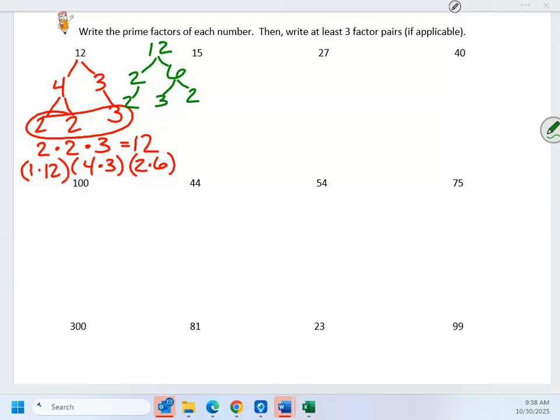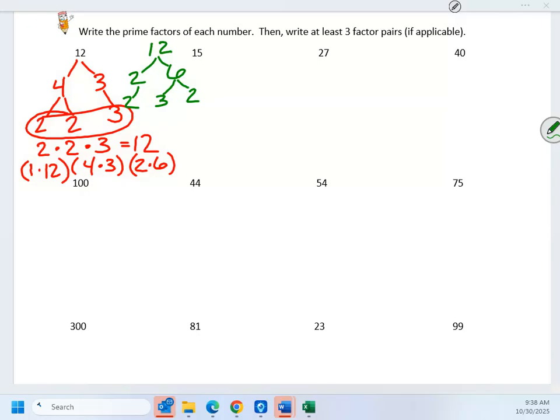Be careful. A lot of times, people, for whatever reason, 6 does this to us all the time. People will say 3 and 3 because they add the 3's together to equal 6. But 3 and 3 is not the factor pair for 6. It's 3 times 2. So always double check. Am I doing multiplication or am I adding? We always want to multiply.